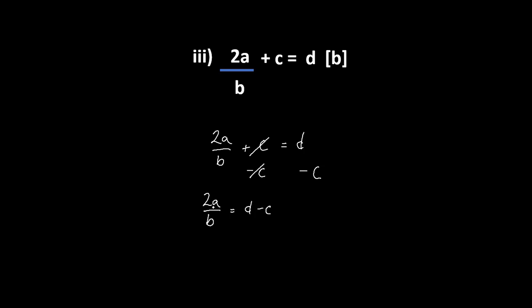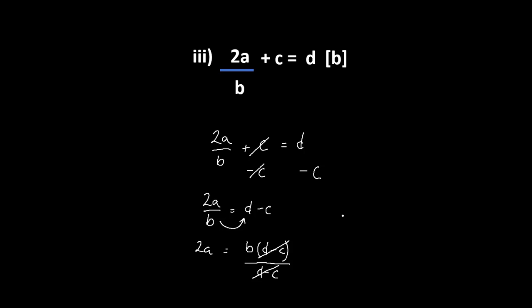Okay, so we're looking for B. There's two options here. If we take the B up here, because it's being divided, we can do that first. We can then say 2A is equal to B multiplied by, and you can put this in brackets, D minus C. Then, because it's B that we want, if we divide this side by D minus C, that cancels this, and you're left with just B.